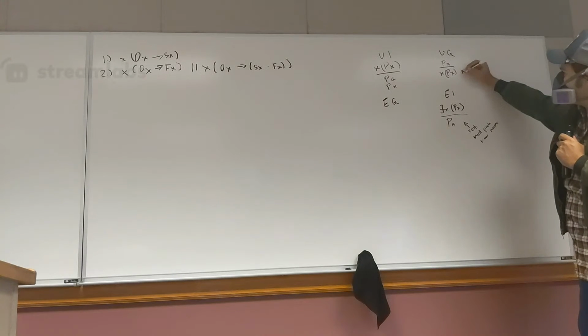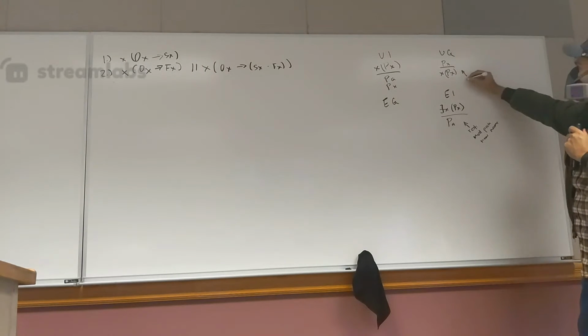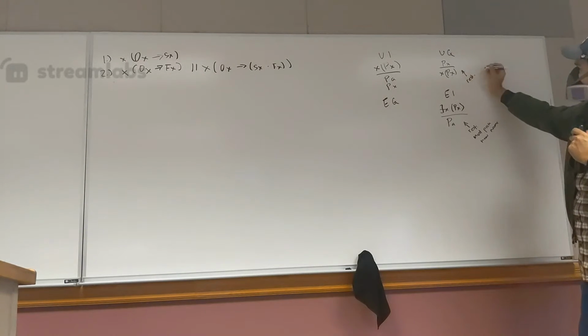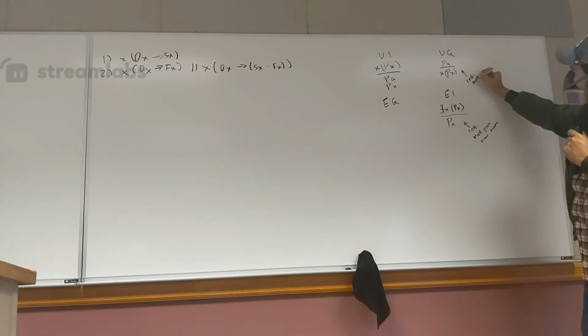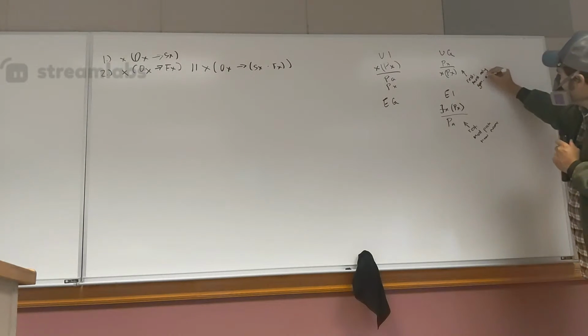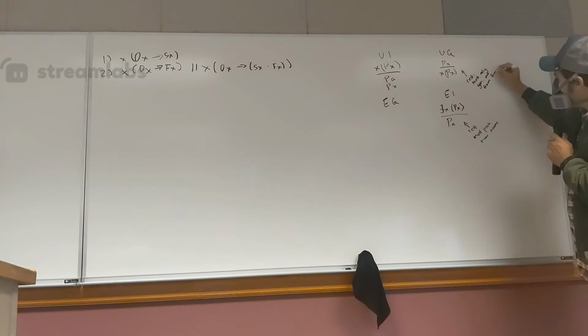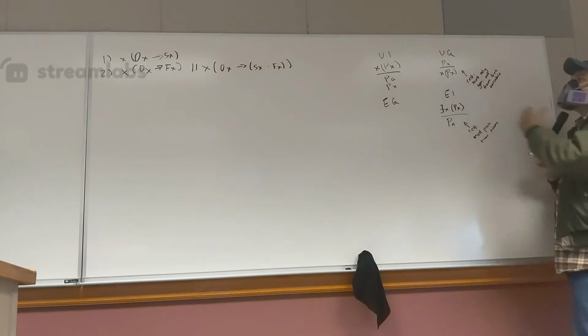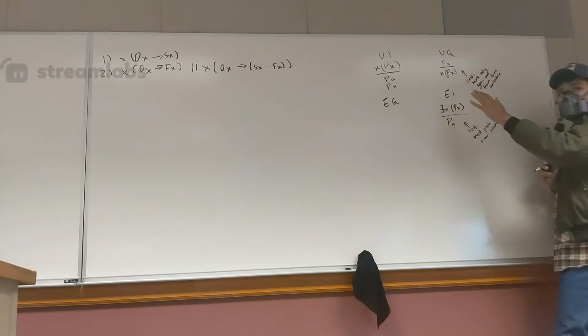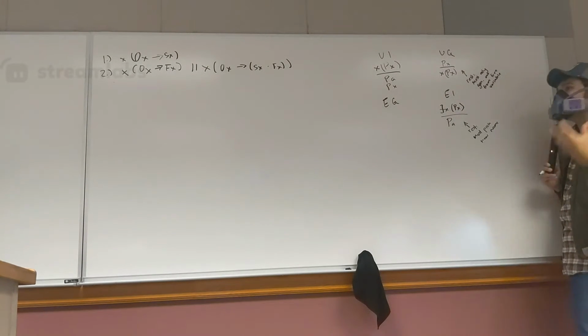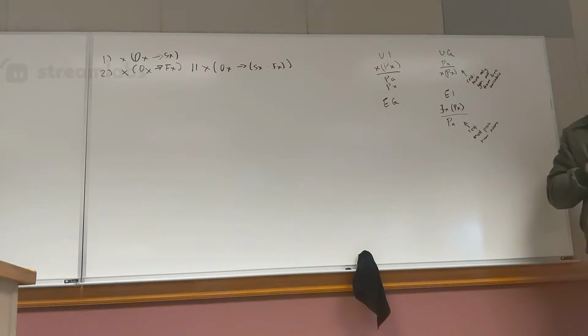Universal generalization. I guess I'll put the restriction: must only generalize out from free variable. And again, a free variable is just one not bound by a quantifier, right? It's free because it's not bound by a quantifier.